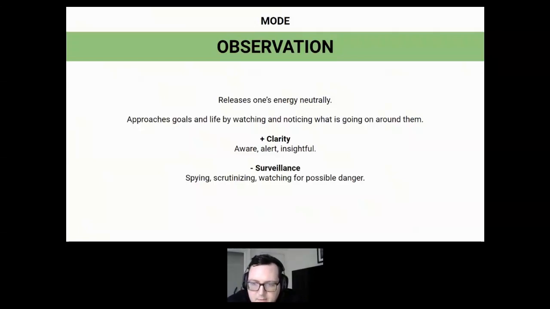But it's the most common one because with the neutral axis mode, you can slide to any of the other modes whenever you want. So you can kind of sample all the different modes pretty easily. So that's why it's such a common one. The positive pole is clarity, where you're aware, alert, and insightful. The negative pole is surveillance, where you're spying, scrutinizing, and watching for possible danger.